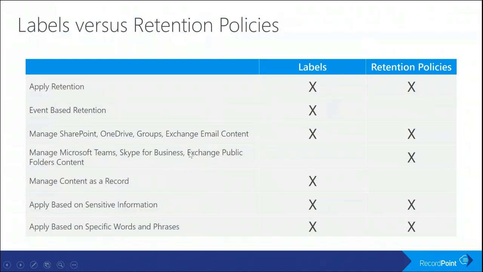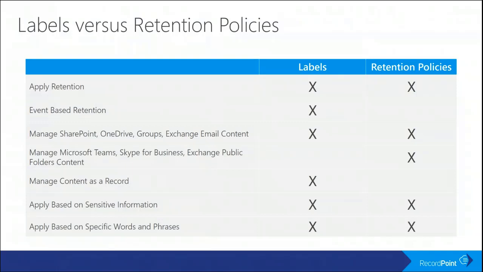And then if you're looking at using one set of labels and retention policies to manage all of your Office 365 content, which is kind of the point of this, then if you want to manage SharePoint, OneDrive, Office 365 groups, or Exchange emails, you can do that with labels or retention policies. But if you want to manage Microsoft Teams chats and conversations, Skype for Business, or Exchange public folders, that can only be done with a retention policy. And then the rest of these will go into detail in the future. But basically, you're not crazy. They are pretty similar.